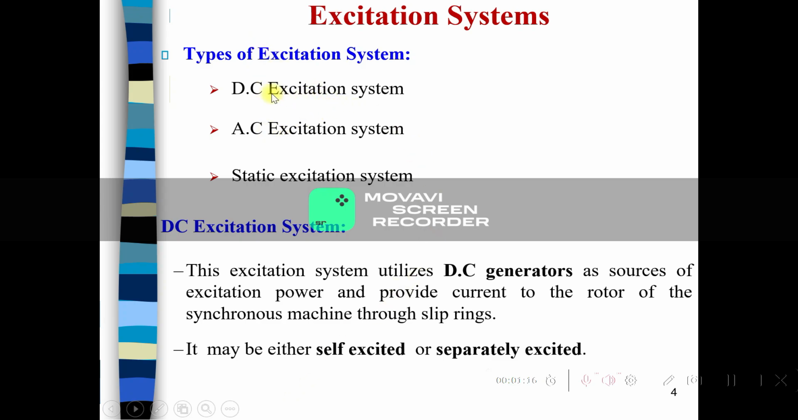Types of excitation system: DC excitation system, AC excitation system, and static excitation systems. The DC excitation system uses a DC generator as a source of excitation power and provides current to the rotor of the synchronous machines. So it may be either a self-excited or separately excited DC generator.